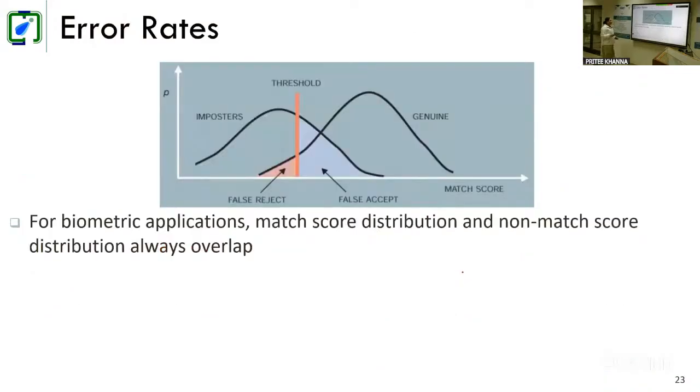Now here you can see that, as I told you, for biometric applications these score distributions are always going to overlap.